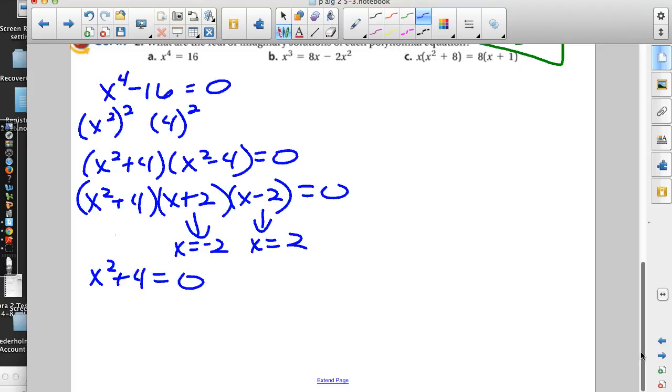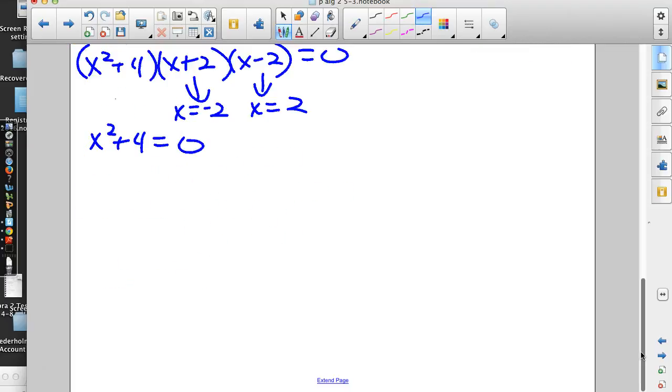So this one we can just solve. We can subtract 4 from both sides because when we take the square root, we're going to get a plus or minus. So this will work. How do you write the square root of negative 4 in simplified form?